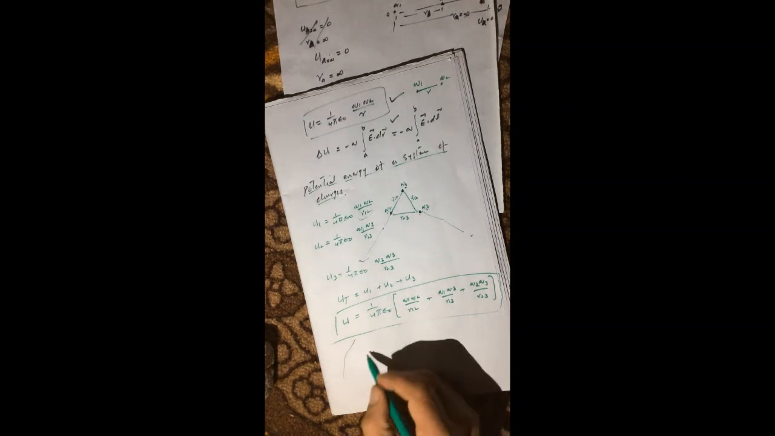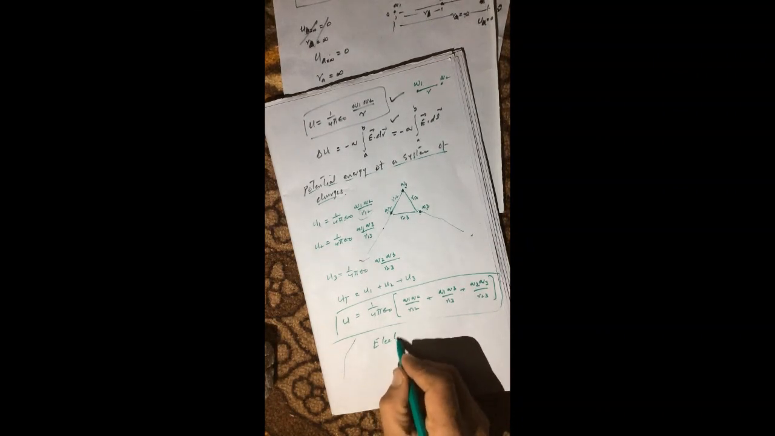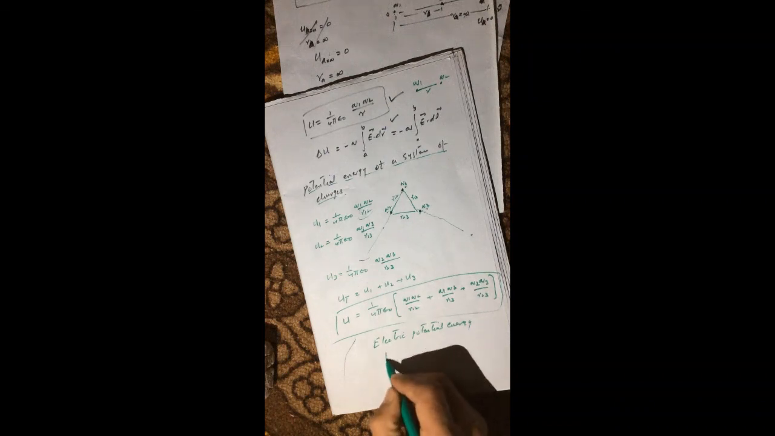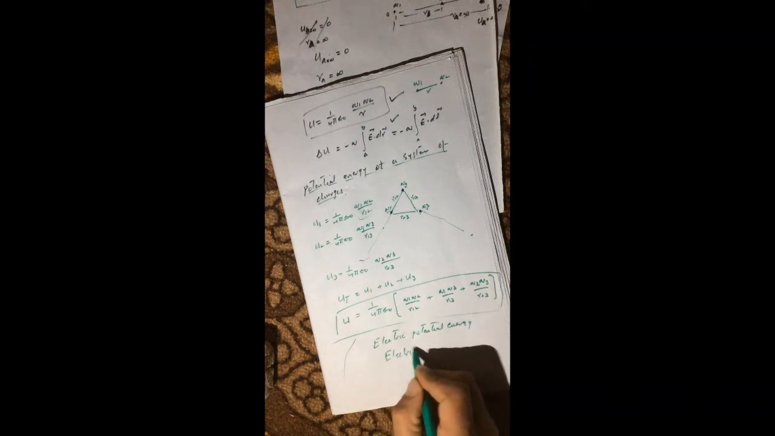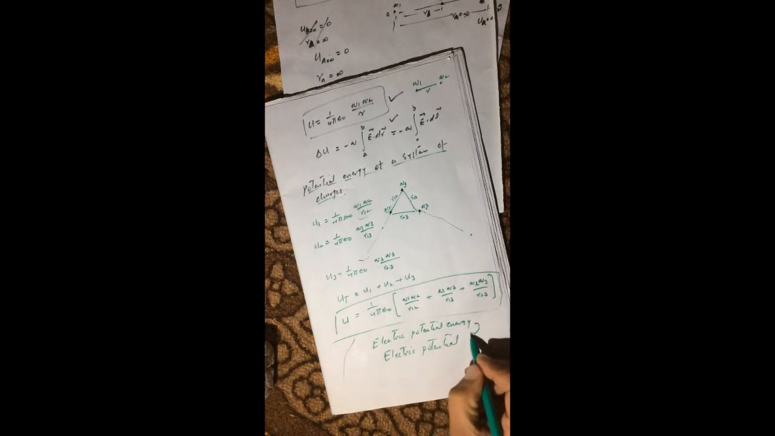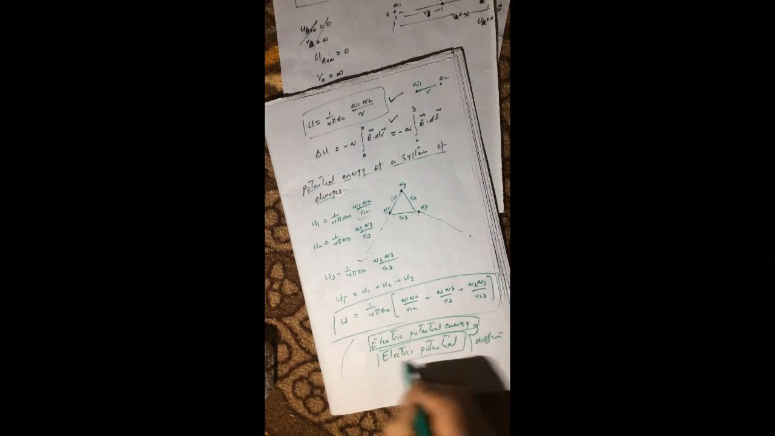So this is all about electric potential energy. In the next video I will discuss electric potential. So we have to differentiate the two quantities: one is electric potential energy, and the other one is electric potential. These two are completely different. So you got the idea of electric potential energy. In the next video I will discuss electric potential. Thank you.